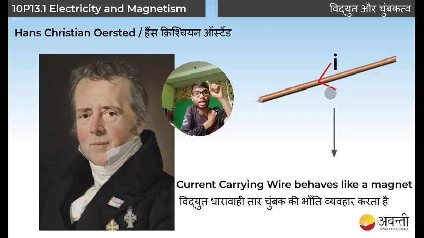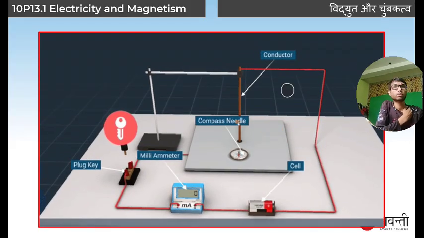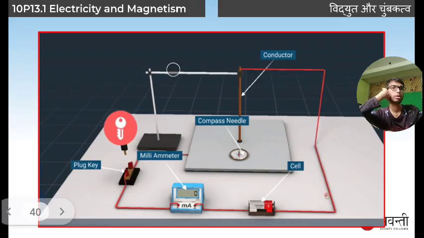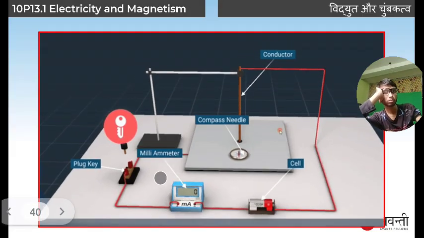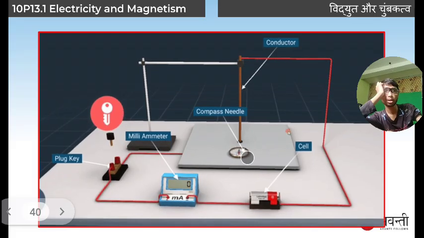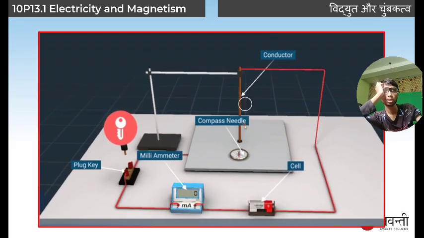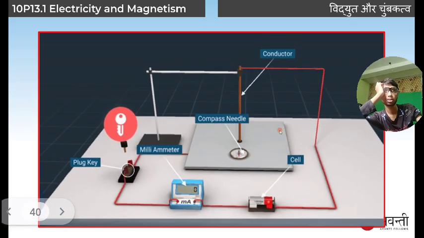Inside this there would be a magnetic field. Let's visualize this. What is happening over here? We have this compass needle. This is a conductor, cell, millimeter, plug.